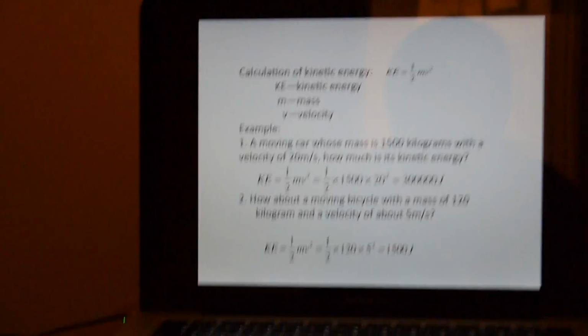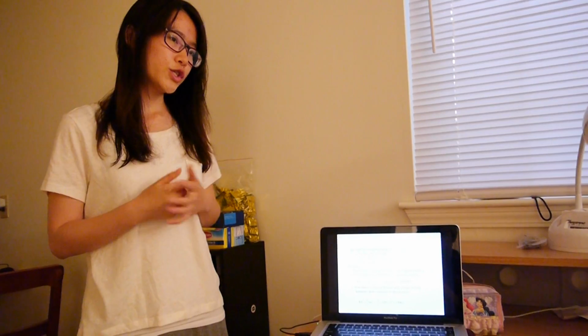So till now, I have covered the definition of kinetic energy, which is a kind of energy that has something to do with motion, and I have also introduced the unit of kinetic energy, which is joule, and we often use the capital J to represent joule. Now, let me move on to the calculation of kinetic energy.